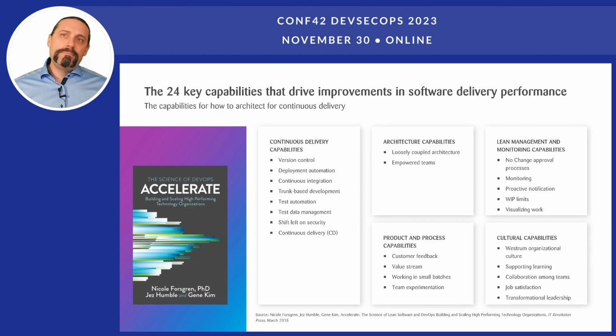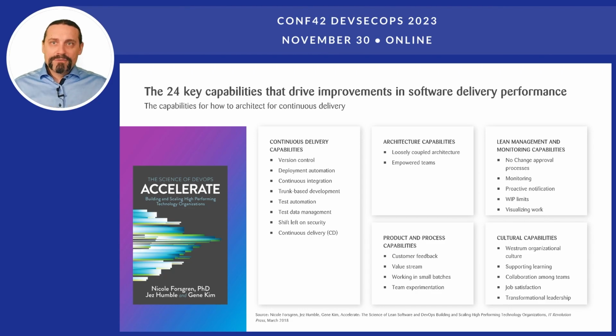So to be able to do such things, you need DevOps. And DevOps has been analyzed scientifically in the book, The Science of DevOps, Accelerate, which I can highly recommend that you read. In this book, they have found 24 key capabilities which drive improvements in software delivery performance.